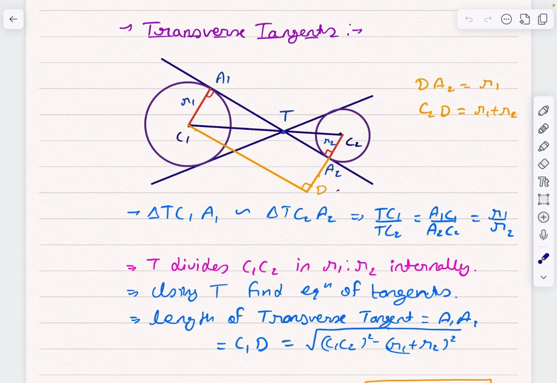So you can see that in direct tangent it was R2 minus R1 square. Now it is R1 plus R2 square. So almost same thing, just slight difference. Remember the formula, guys. It will be very helpful. Next one.